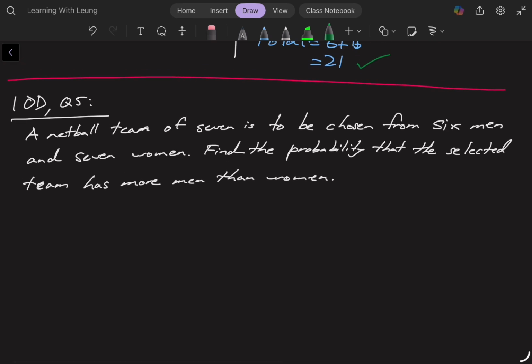10D question 5. Okay. A netball team of 7 is to be chosen from 6 men and 7 women. Find the probability that the selected team has more men than women.